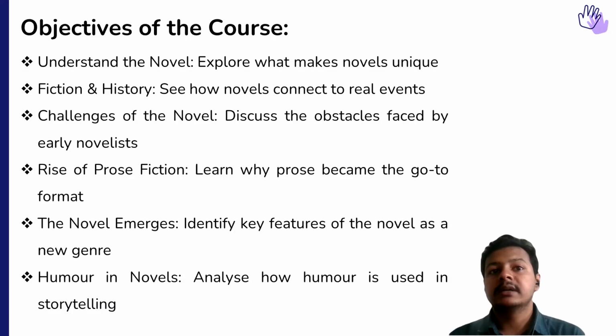We also look at the rise of prose fiction and learn why from poetry there has been a shift towards prose and how that became a more accepted kind of writing. I mean, this mostly starts, we also see during the Victorian age, right, where Charles Dickens popularized the novel form. And overall, the emergence of the novel. We see how the novel emerged as a new genre, I mean, overtaking or maybe predominating the literary circles.